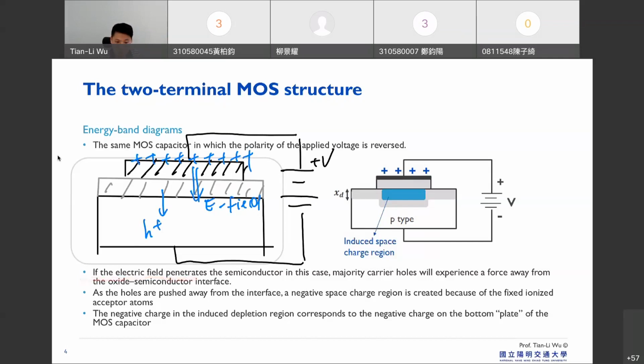So if the electric field penetrates the semiconductor in this case, the majority carrier holes will experience a force away from the oxide-semiconductor interface. Since the holes are pushed away from the interface, we will actually have a negative space charge region created, because we have the fixed ionized acceptor atoms here and the holes have been pushed away. The negative charge in the induced space charge region corresponds to the negative charge on the bottom plate of the MOS capacitor. So once we apply the positive field, because we push away the holes, this leads to the negative space charge region shown here.